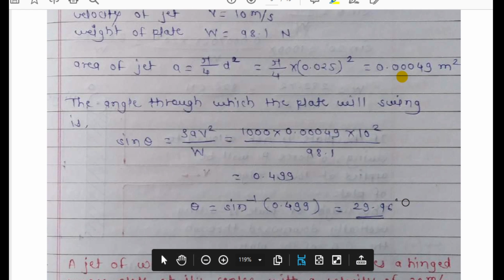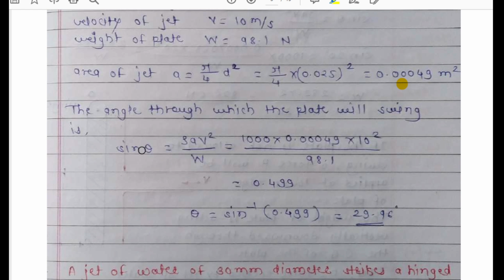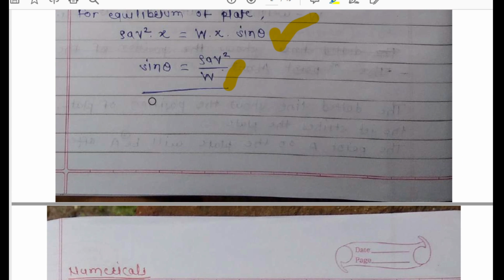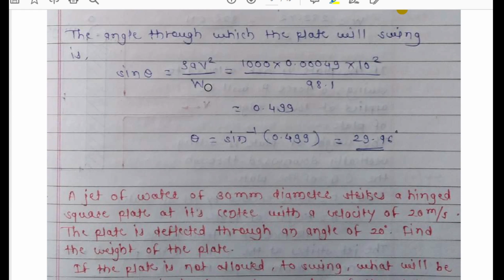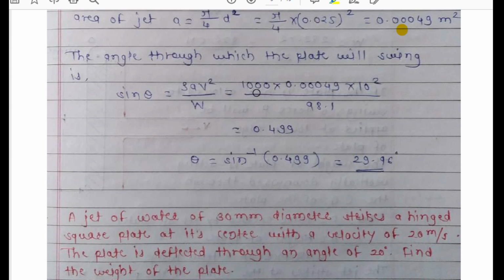This is a very simple example. The angle through which the plate will swing is, as I have just explained, sine theta equals rho a v square upon w. Here the value of rho is nothing but the density of water. A, we have calculated, is the area. V square, they have given the velocity of the jet, and w, the weight of the plate, is also given. So putting all the quantities in this equation, that means 1000 into 0.00049 into 10 square upon 98.1, we get the value of sine theta.